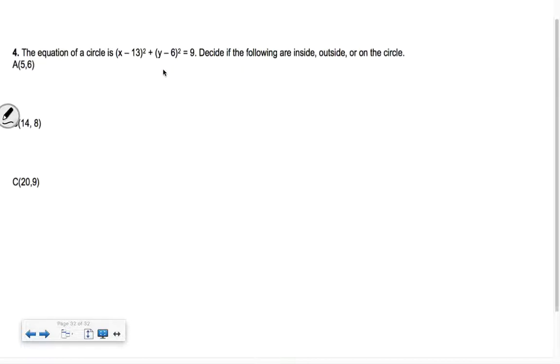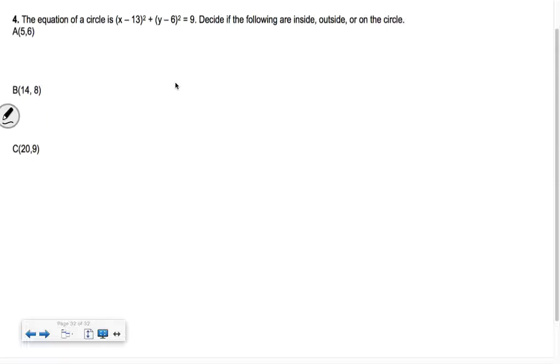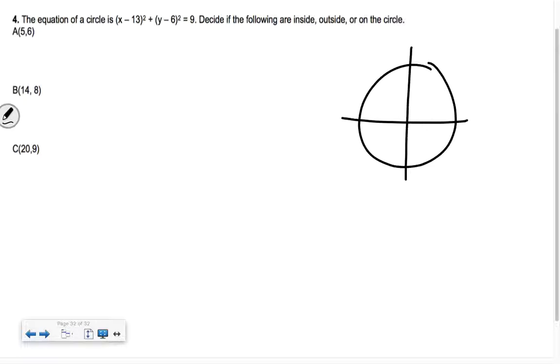All right, so the equation x minus 13 squared plus y minus 6 squared equals 9. Decide if the following are inside, outside, or on the circle. So if we plug in a point, and let's say our circle looks like this, and I plug in a point and its radius isn't that big, then it's inside the circle, right? But if I plug in a point and its radius is the same as on the edge of the circle, like the radius is still 3, then it's on the circle. But if I plug in a point and I get a radius of like 4, then it's outside of the circle. So I'm not going to worry about the equals 9 part right now.